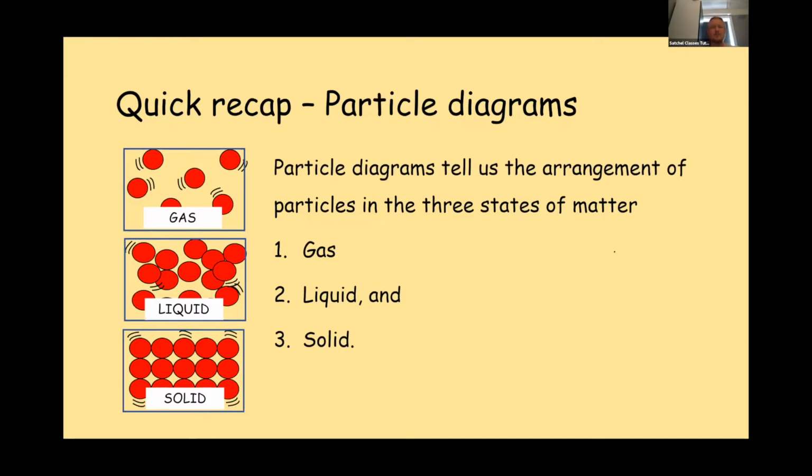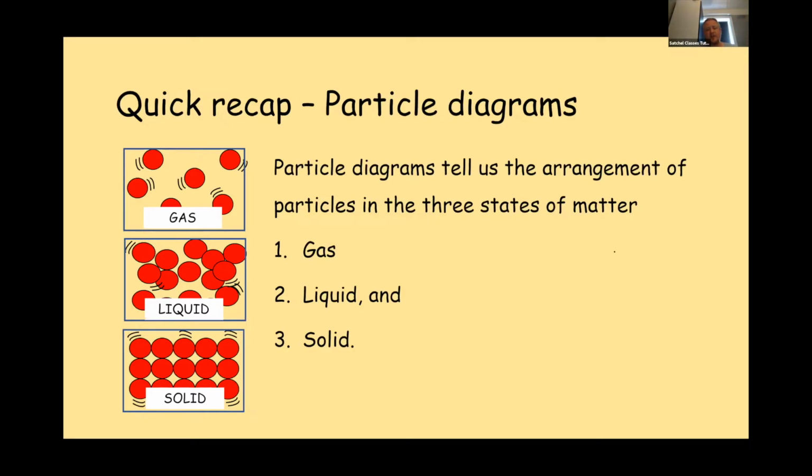Now you would have encountered these probably in year 7 and year 8 science. Particle diagrams tell us the arrangement of particles in the three states of matter. All three of them are present on the left. The first one is the gas, and you can see the particles are spaced quite far apart, and the little lines around the sides of them is meant to imply that they are moving quite quickly in random directions all around that box. Liquid particles quite close together, random arrangement, but they can move around each other, although they can't move apart from each other.